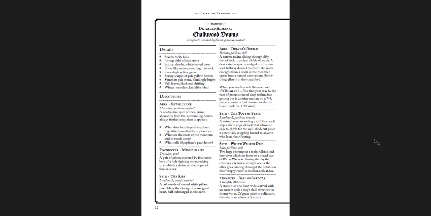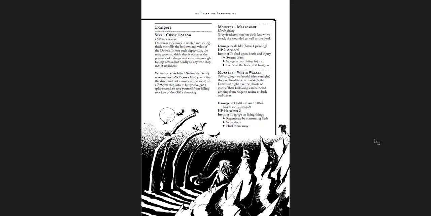So again, you have the Chalkwood Downs, which is a breakdown of the different areas within it, the encounters you might find in those areas, the sites that you could find there, and the treasures that you could find in those places, as well as dangers. In particular, the Ghost Hollow has the Marrow Sup and the White Walker, which are 2 particular creatures for this region. Now, the mechanics given here in the stat blocks are for Dungeon World, but you could use them in whatever game you wanted.